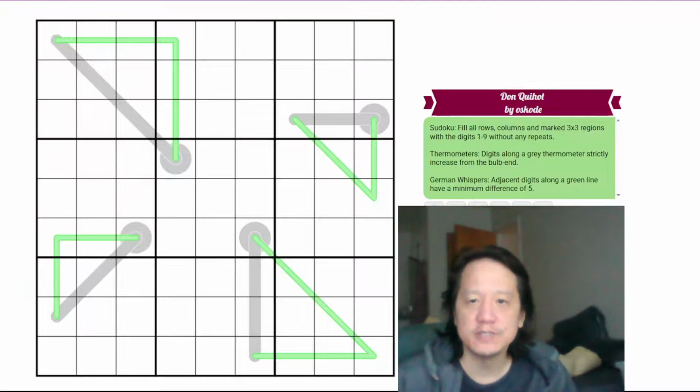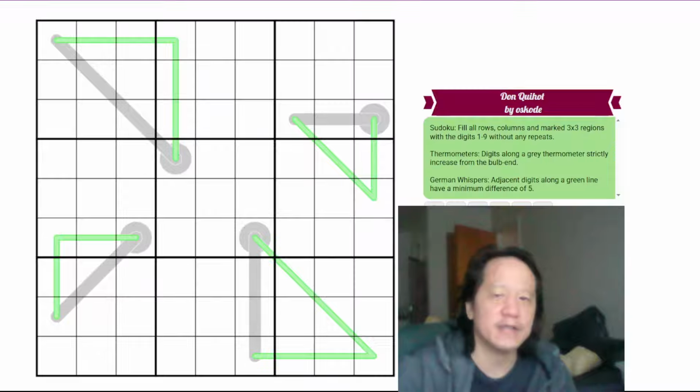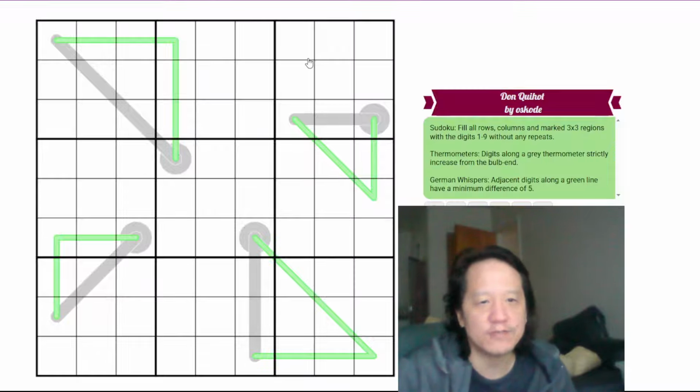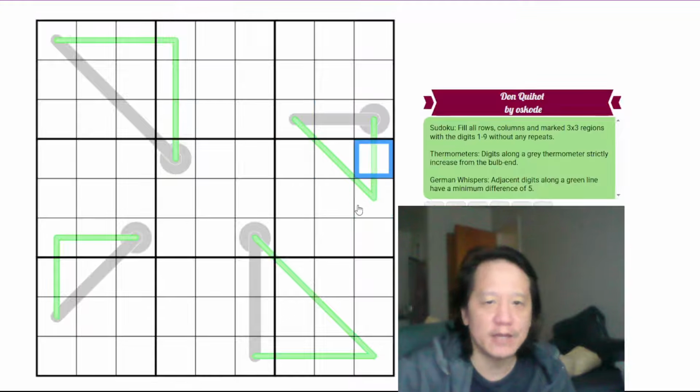Today's very easy puzzle is called Don Quixote, and it's by Oscode. I'm thinking it's basically a reference to Don Quixote with the windmill designations here, which is pretty cool actually. Anyways, let's get to the rules.